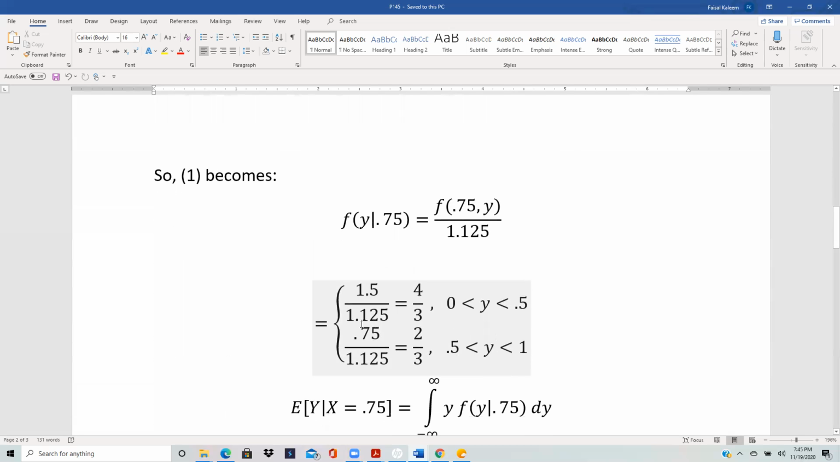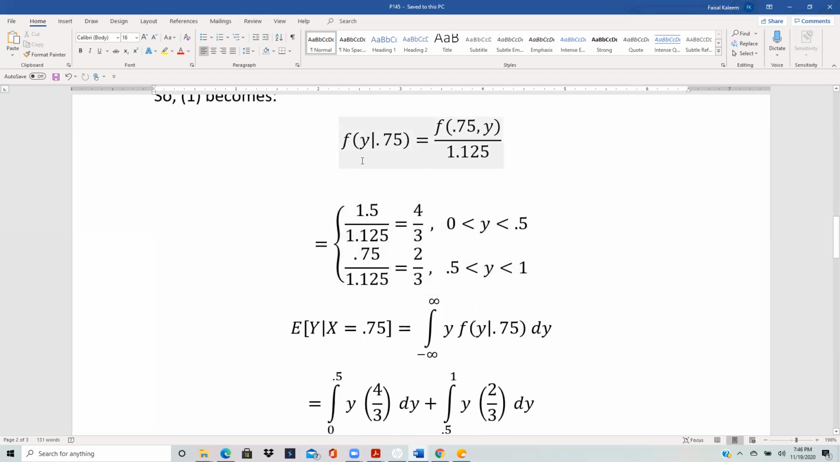And 1.5 over 1.125. So basically we're substituting the numerator for whatever the y range is. In the y range 0 to 0.5, this numerator is 1.5, and in the other one it's 0.75. This ends up being 4/3, this ends up being 2/3. So now we have the complete density function that we need, which corresponds to the variance we want. Remember, we wanted variance of y given x equals 0.75. And now we will use this density function to get the two quantities that we need in variance.